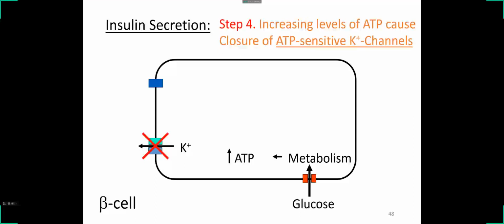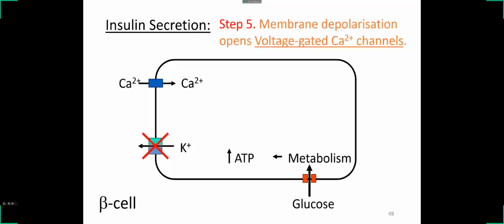Then, once ATP is produced, increasing levels of ATP will cause the closure of an ATP-sensitive potassium channel. Now, what do you think this is going to do? Well, oftentimes potassium is linked with other channels, and indeed what this does is it drives depolarization of the membrane and opens a voltage-gated calcium channel.